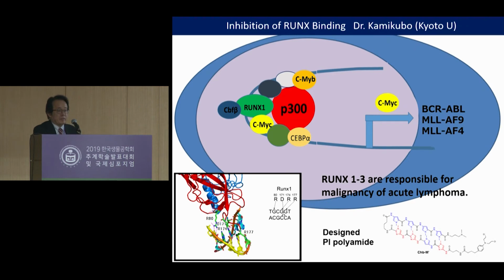Next example is inhibition of RUNX1-3 by polyamide. Dr. Kamikubo at the Medical School of Kyoto University proposed that RUNX1-3 are responsible for malignancy of acute leukemia. RUNX forms a heterodimer to drive the BCR-ABL and MLL fusion protein. Therefore, we synthesized this compound to prevent the binding of RUNX1-3.